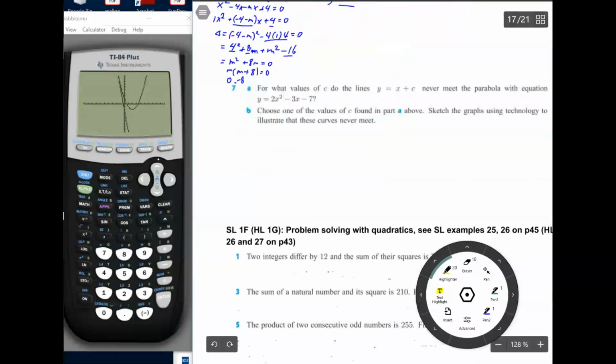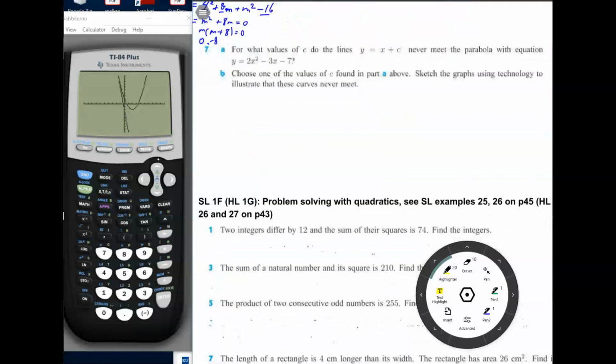Let's do 7. For what values of c do the lines y equals x plus c never meet the parabola with equation y equals 2x squared minus 3x minus 7? Okay. So basically this is another way of saying, find what c value makes this line tangent to this parabola, and once you find it, lower the c value or raise the c value from that point, and then the line doesn't even intersect the parabola at all.